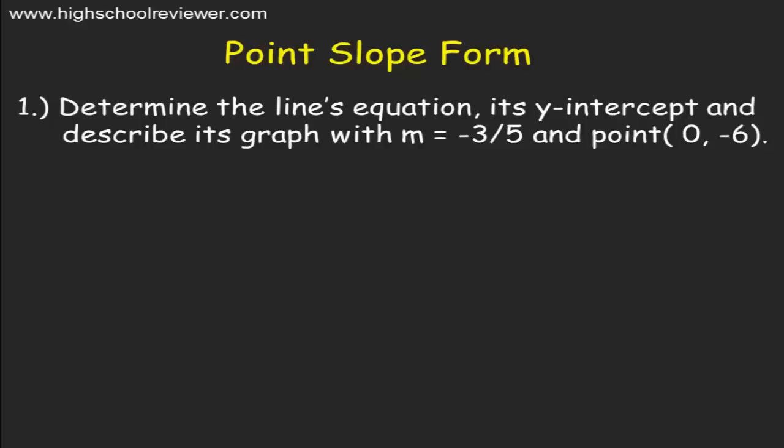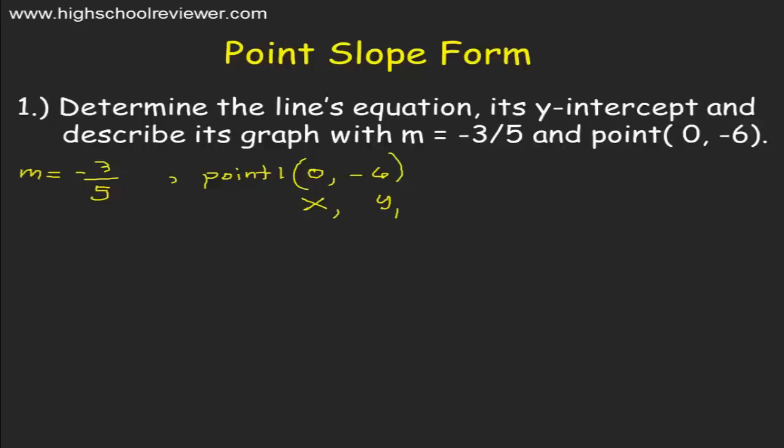Point slope form, problem number 1. Determine the line's equation, its y-intercept, and describe its graph with m equals negative 3 over 5 and point 0 and negative 6. So our given, we have a slope which is negative 3 over 5, and we have a point. Let's call this point 1, with values of 0 and negative 6. So this is our x sub 1 and negative 6 will be our y sub 1.